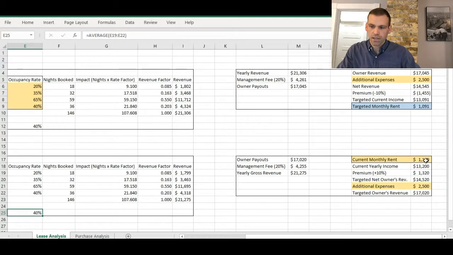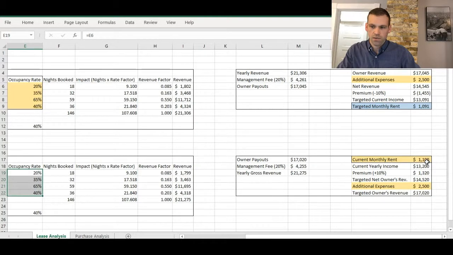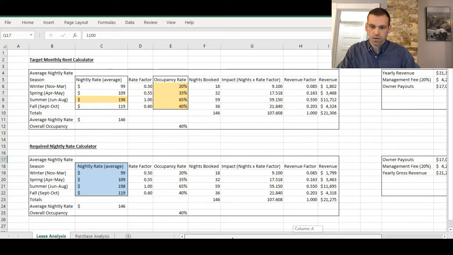So I can look at this, look at the property, look at the number that the landlord is hoping to get, and it's going to spit out these numbers for me, and I can make a judgment call on whether or not I think these numbers are realistic. If they're not realistic, then it doesn't make sense. If I feel confident we can hit these numbers and still deliver that to the landlord, then we've got something worth talking about.